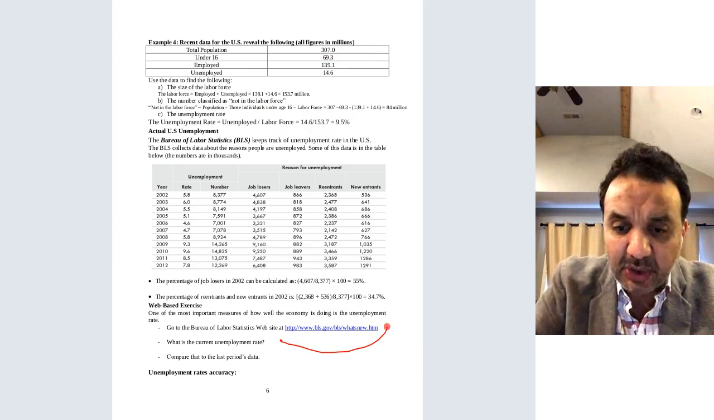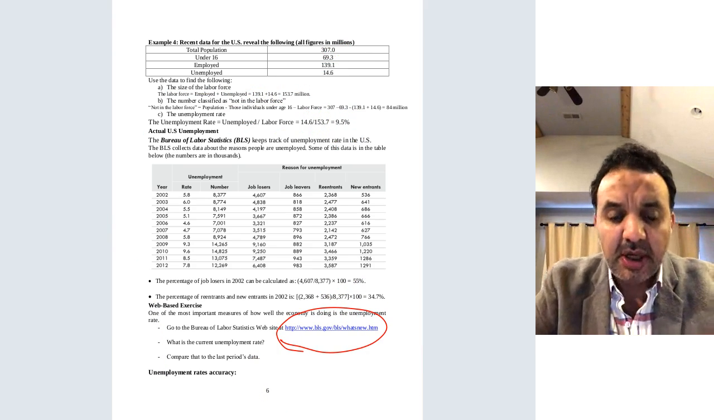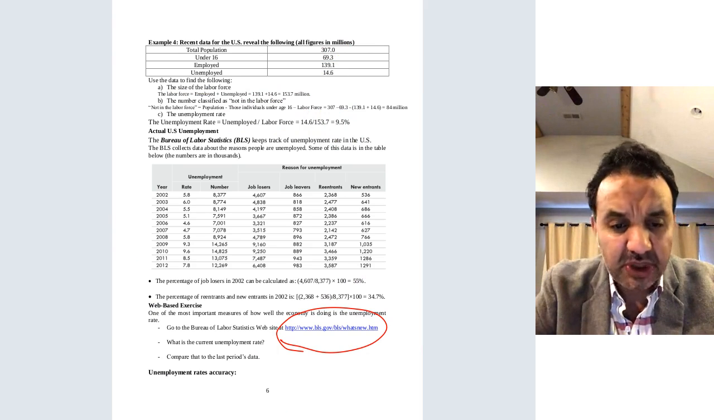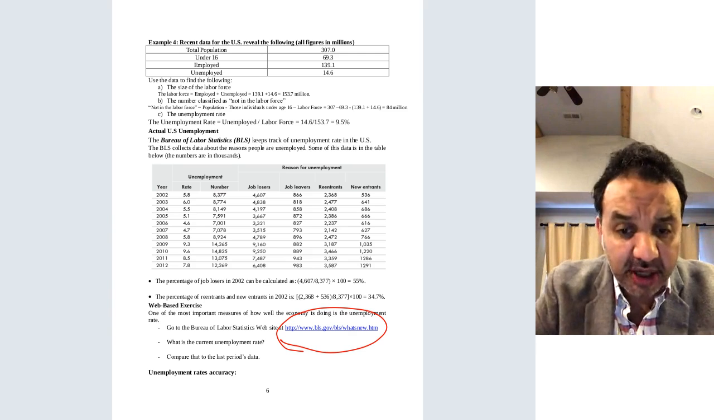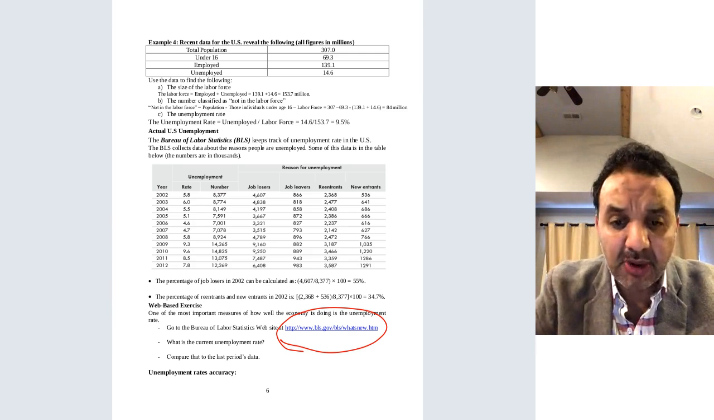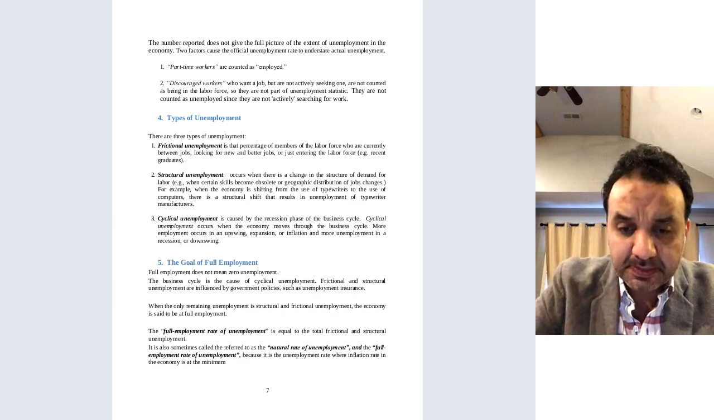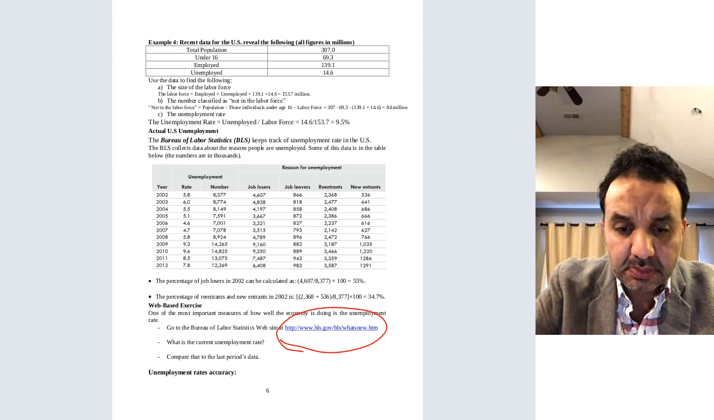And this is the website. This is the website if you want to use it to get actual historical data about unemployment.